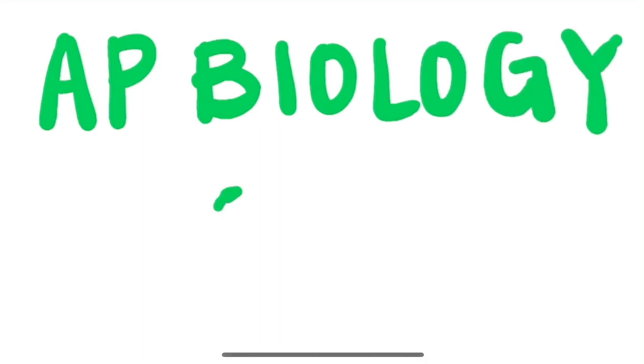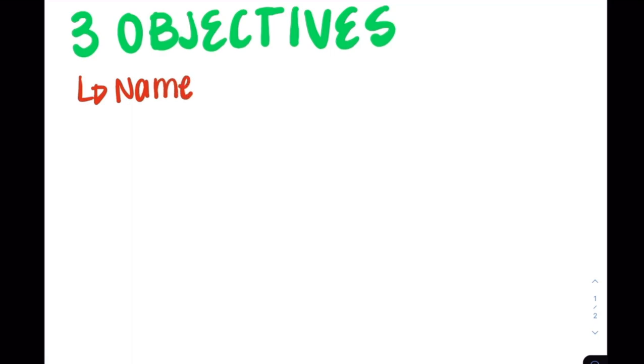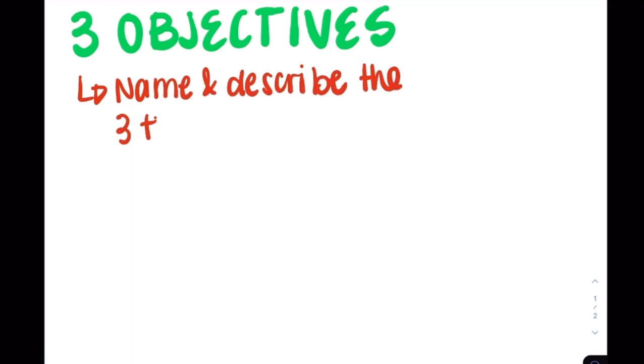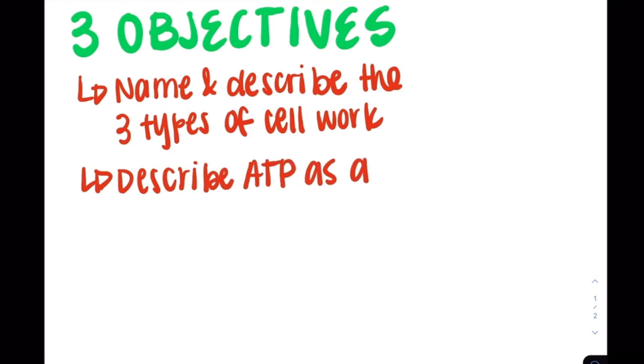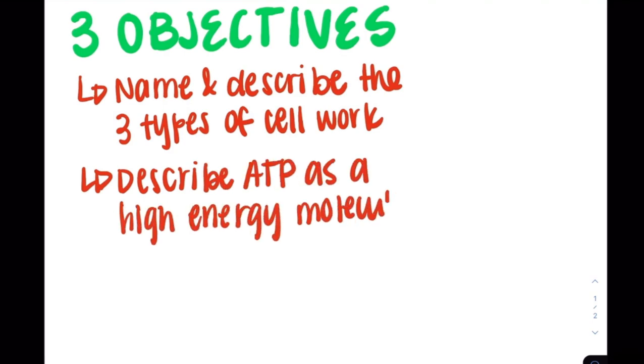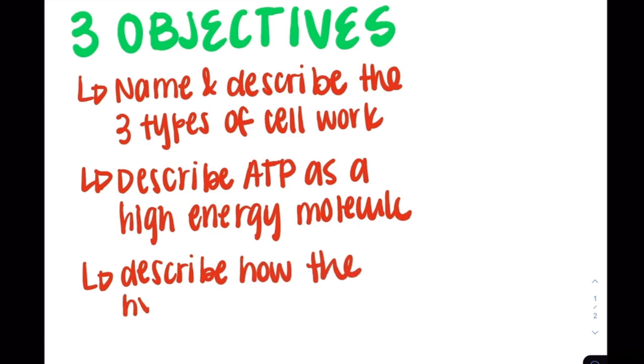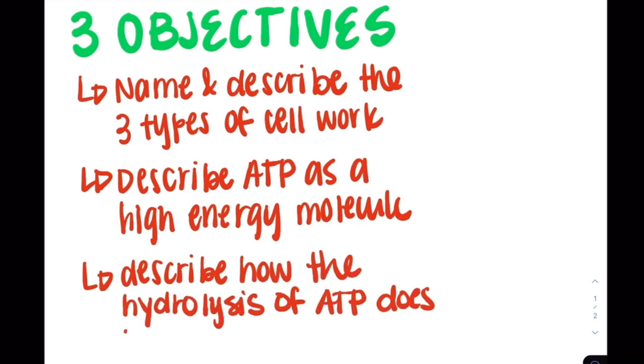We're going to be talking about AP Biology Chapter 8.3, and we have three main objectives that we're going to be covering. The first is naming and describing the three types of different cell work, the second is describing ATP as a high-energy molecule, and the third is describing how ATP hydrolysis does work.